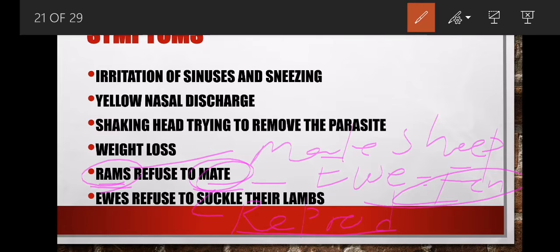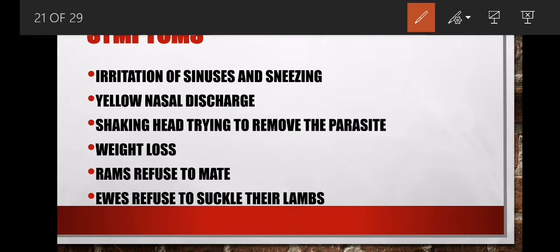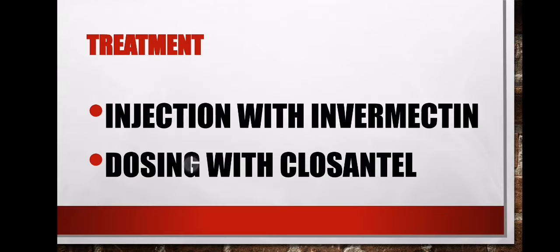Then the last one, the ewes will refuse to cycle their lambs. So the ewes, the females, will refuse to cycle their what? Their lambs. But let's master these ones. We say there will be irritation of sinuses and sneezing, yellow discharge, shaking of the head, trying to remove what? The parasite. I think you get it, if you have those ones, you are safe.